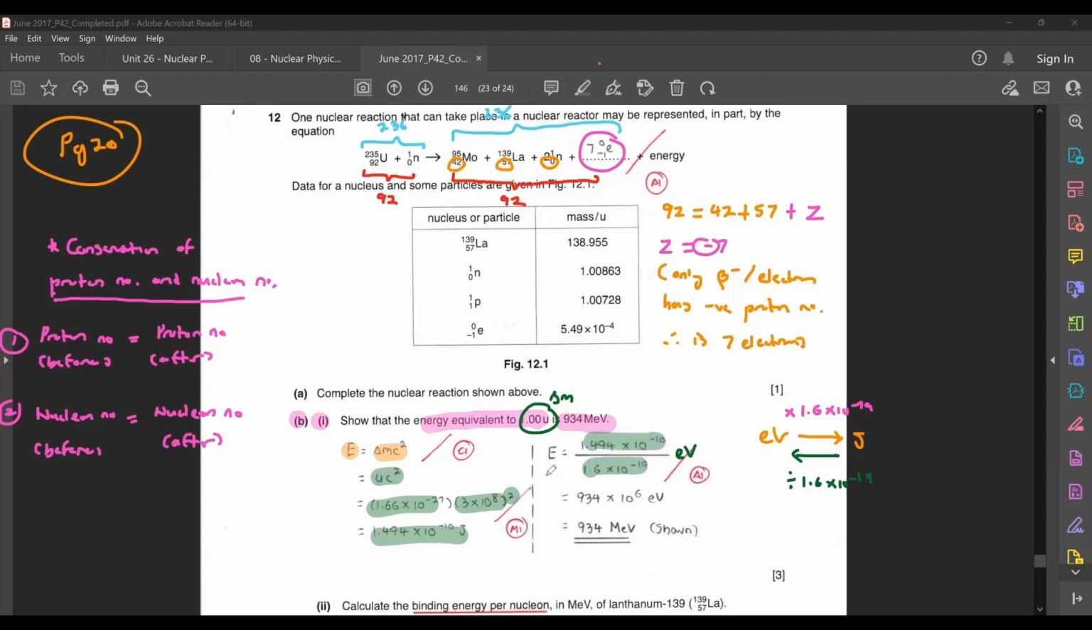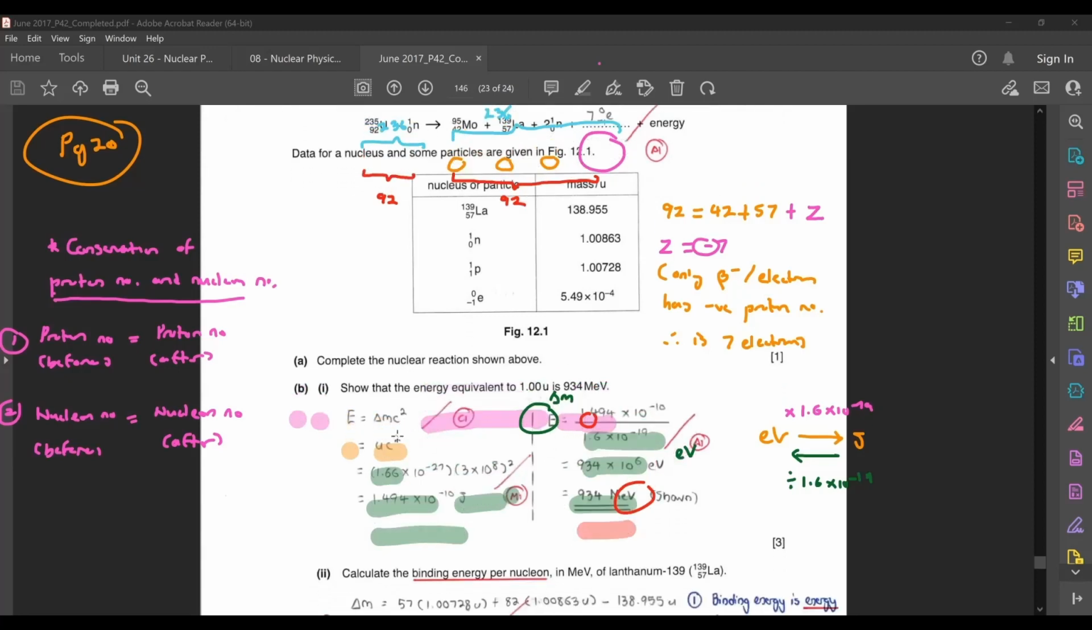So do this division, you will get it as 934 times 10 power 6. You specifically want to isolate out 10 power 6 because you want to write it in terms of mega. You want to have a prefix of mega. So eventually you get 934 mega eV, just like that. Okay, so far so good.